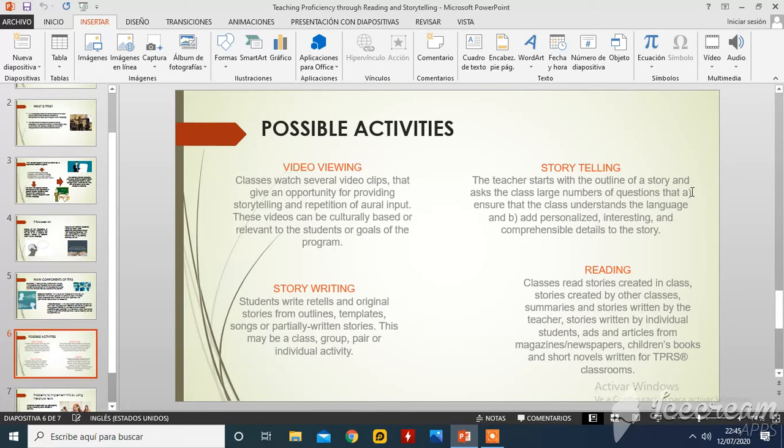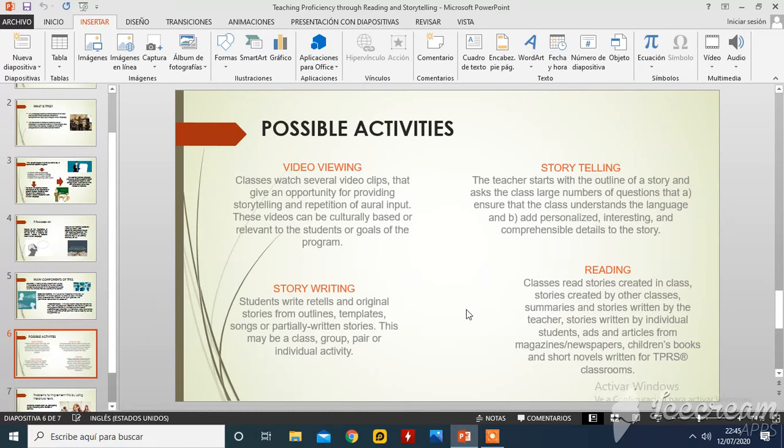Storytelling is another activity that you can organize in a classroom. In this case, the students can develop, not perfectly, but can practice writing. In storytelling, students write, retell, and create original stories from outlines, templates, songs, or partially written stories. These may be class, group, pair, or individual activities.